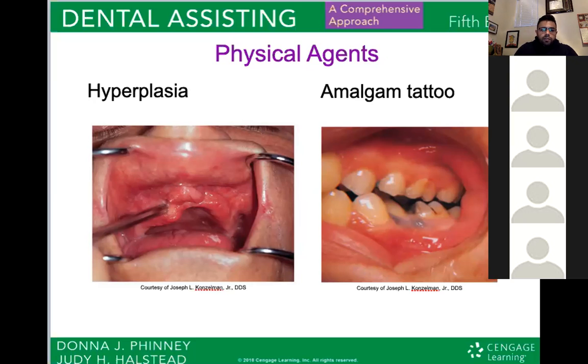An amalgam tattoo can occur when amalgam particles become trapped in the tissue, either during oral surgery, an amalgam filling, or crown preparation procedure. See, there's just somebody with an amalgam tattoo here. It almost looks like a piece of amalgam got stuck inside their gum tissue, which is exactly what happened in this case. And it'll just stay there. We just leave it there.